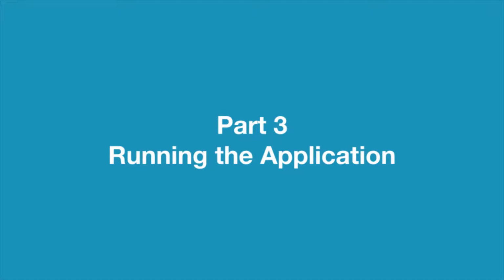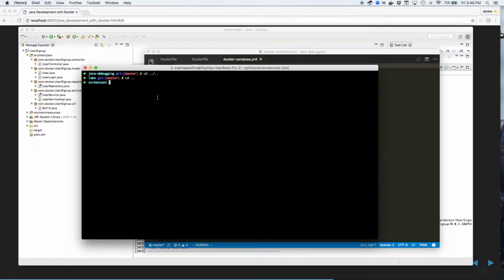Part 3, Running the Application. Let's start the application development environment using Docker. Go into the Labs, Developer Tools, and Java Debugging directory. As you can see, there's a docker-compose.yaml file. We'll use that to start up the environment.